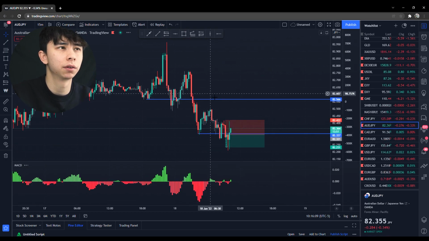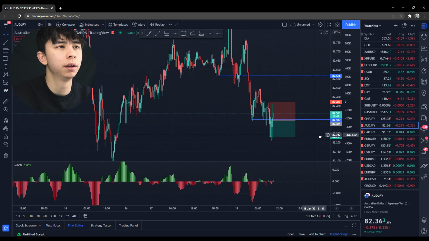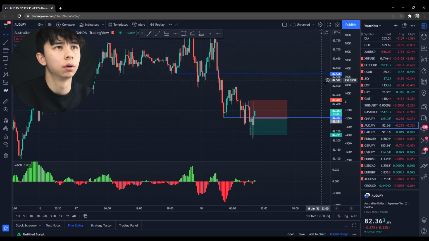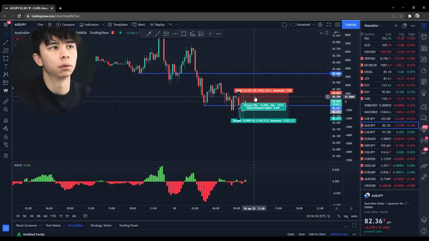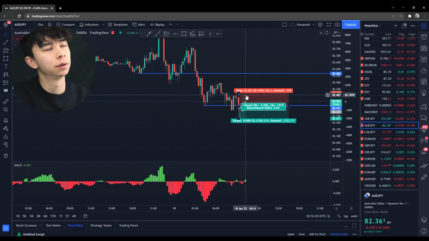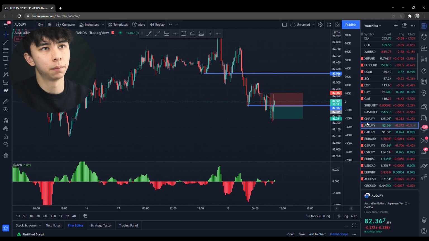And then we did take a nice little trade on AUD JPY. This is also a really late trade. We were supposed to enter up here. So here I also took a nice little 1-to-1. It was a really small position, so I didn't have to worry too much about that.